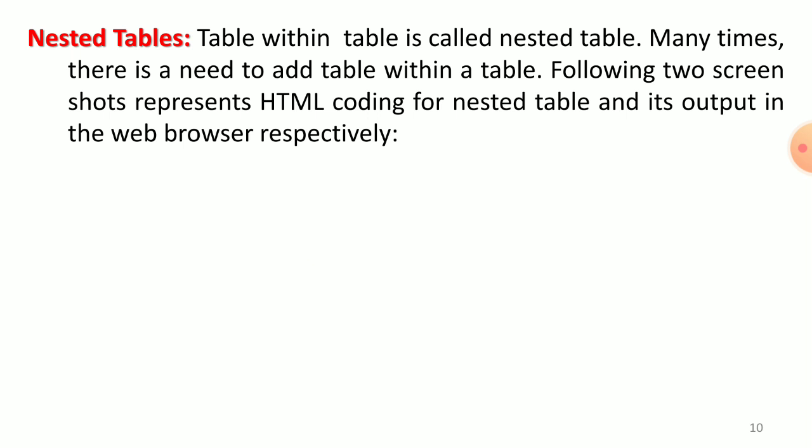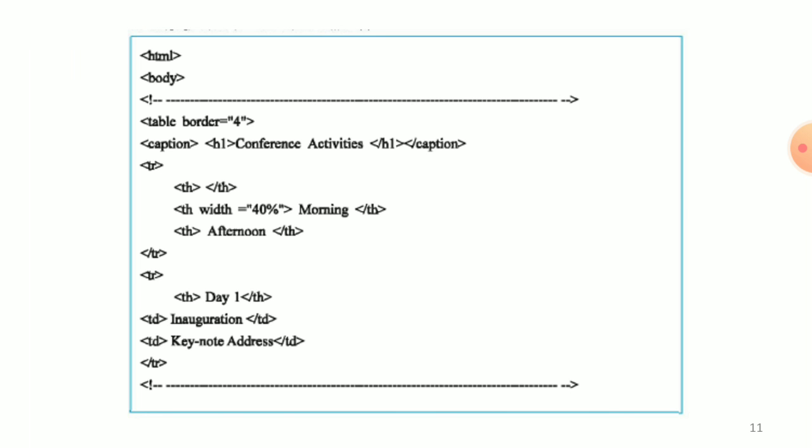Next is a nested table. A table within a table is called a nested table. Many times there is a need to add a table within a table. The following two screenshots represent the HTML coding for a nested table and its output in the web browser respectively. So that is the coding.